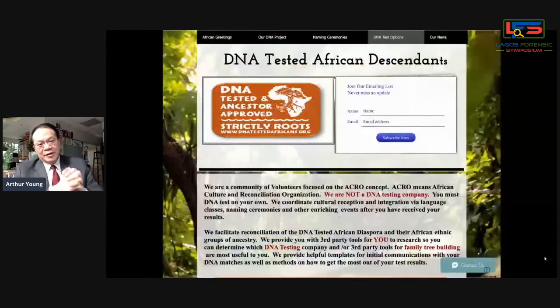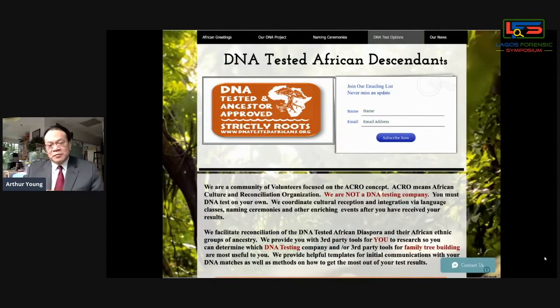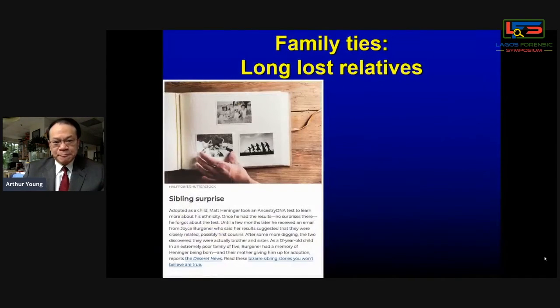So Reverend Spates used this particular website, DNA Tested African Descendants, and this particular website assists individuals trying to find more about their African ancestry.